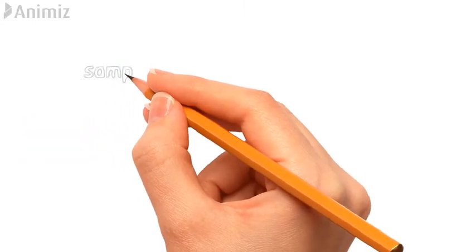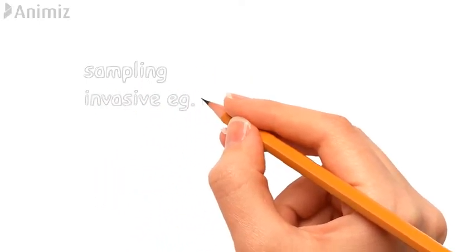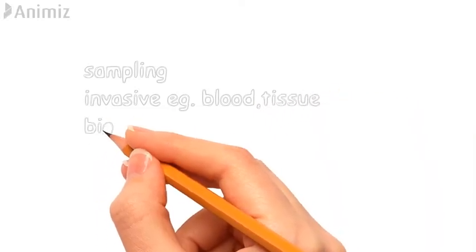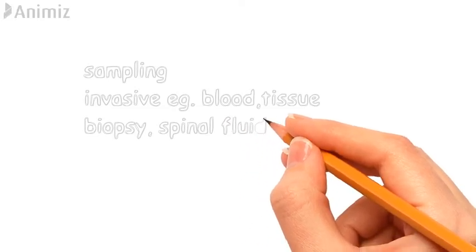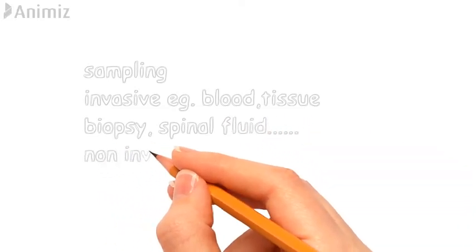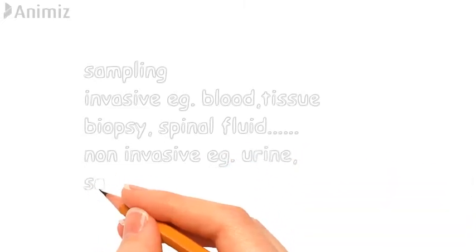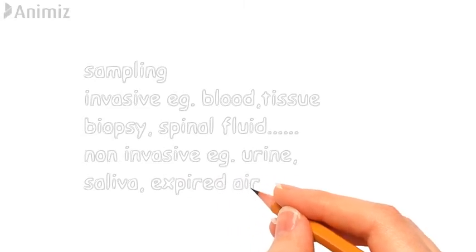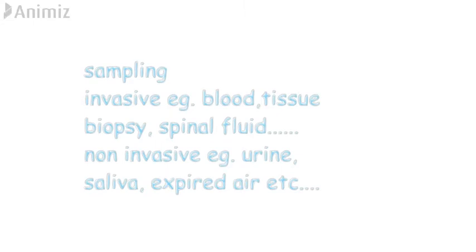The first step in drug concentration measurement is the sampling of biologic specimens. Samples may be collected from the body via invasive methods, for example, blood, spinal fluid, tissue biopsy, or any biologic material that requires parenteral or surgical intervention in the patient, or via non-invasive methods. Examples are urine, saliva, expired air, or any biologic materials that can be obtained without parenteral or surgical intervention.